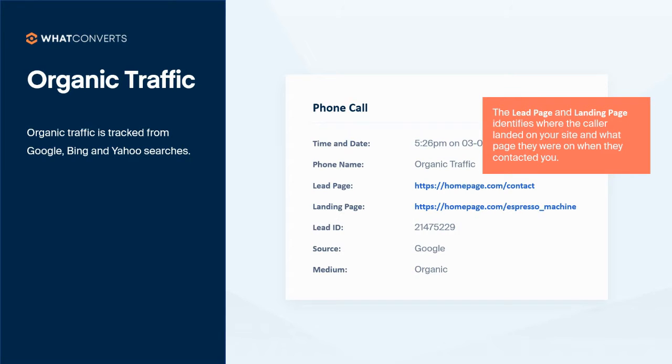You can also track organic traffic from Google, Bing, and Yahoo searches. In this example, this user placed a call after using Google to search for espresso machines and landed on the business's espresso machine page. They then navigated to the contact page and made the call.